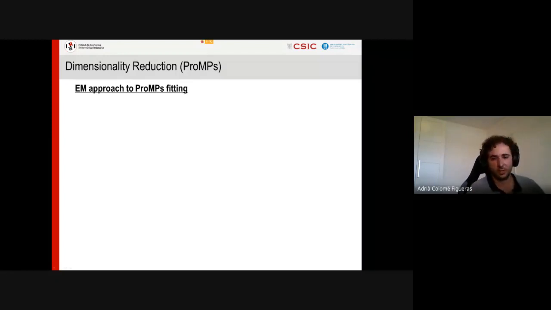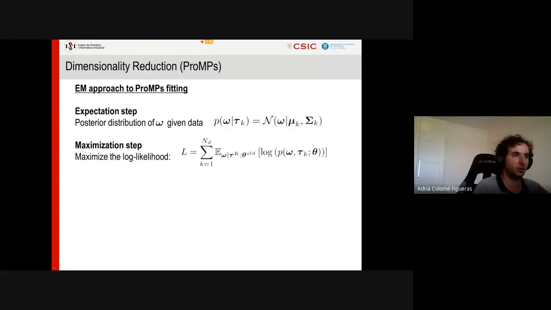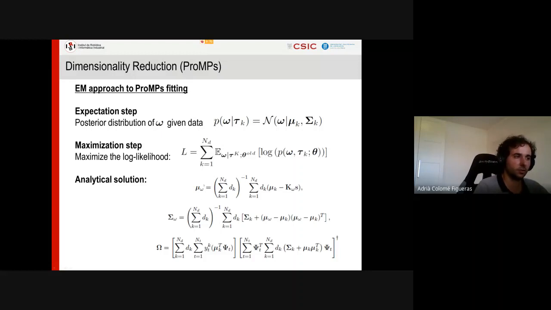So basically, this reference is a very good reference for statistical treatment of variables and machine learning, and all these kinds of methods are detailed there. Expectation maximization has two steps. In the expectation step, you build a posterior distribution of omega given the samples that you have, and you maximize the log likelihood of what's called the complete log likelihood, the complete data. So you find an analytical solution for these terms depending on the samples that you have, and so you can obtain this omega.